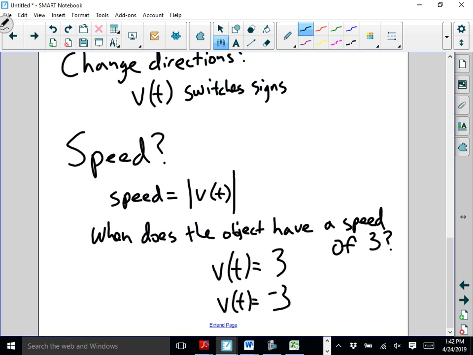When they ask this question on the AP exam, there's generally both a positive and a negative velocity that gives you that positive speed. Okay? Hopefully that's ringing some bells from before.